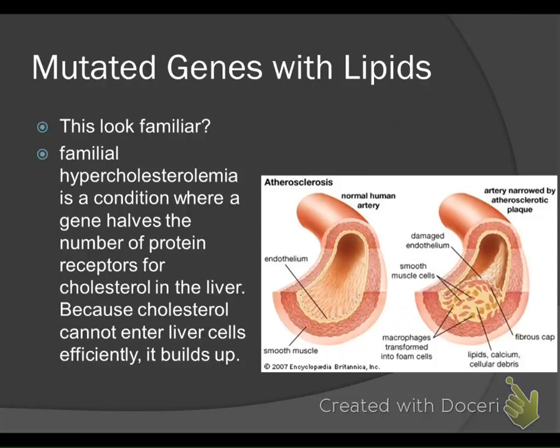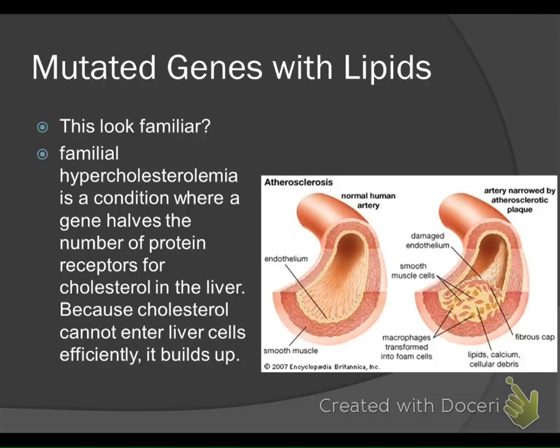What if you could not break down lipids? Yeah, one of the conditions is called familial hypercholesterolemia. If something is hyper, what is it? Too much. What is cholesterol? It's fat, specifically in the blood, and emia is in the blood. So it's too much fat in your blood, and it runs in your family. That's where that familial part comes in.